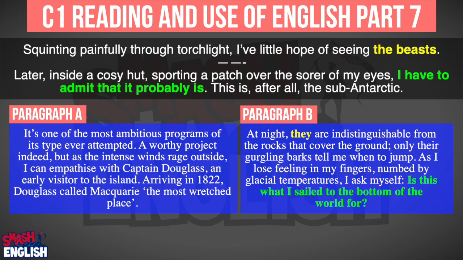Our first sentence, "Squinting painfully through torchlight, I've little hope of seeing the beasts," suggests that the writer is walking in the dark. Paragraph B seems to be describing walking outside in freezing cold temperatures along rocks. The writer is trying to avoid standing on little beasts and can do so by hearing their barks. Later, the writer ends up in a cozy hut, and we learn that he is in the Antarctic.